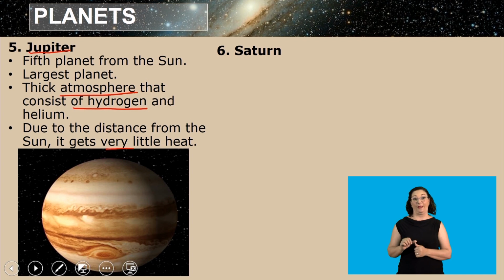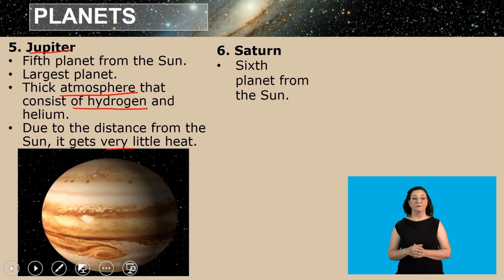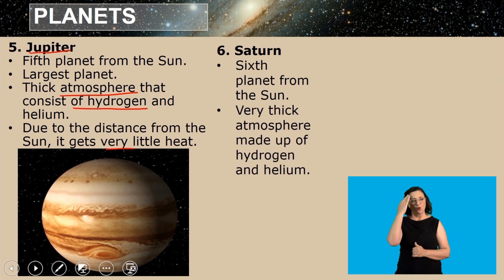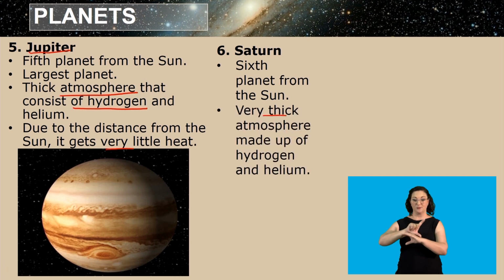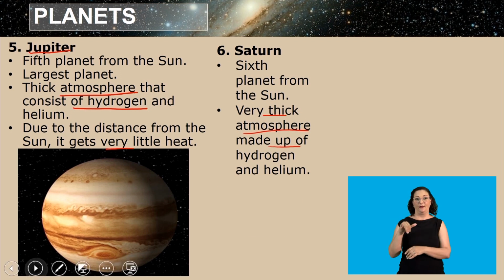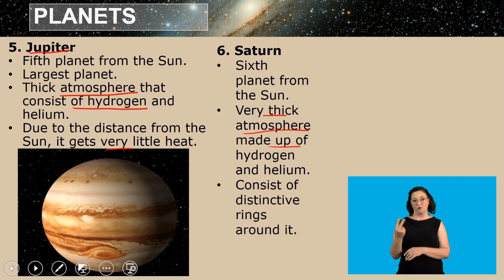And then we go to the next, which is number 6, which is Saturn. Saturn is our sixth planet. It's the sixth planet from the sun, right? What do we know about it? It has a very thick atmosphere. It is also made up of hydrogen as well as helium gas. It consists of distinctive rings around it, okay?